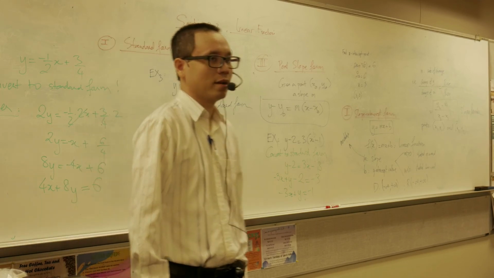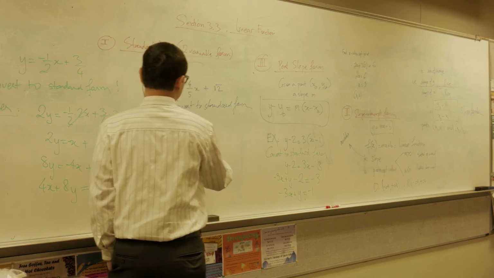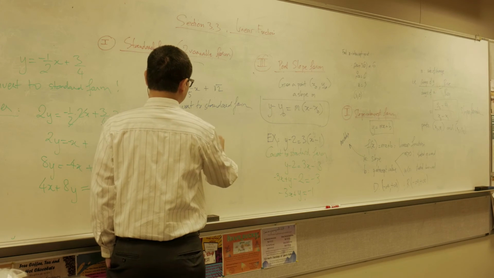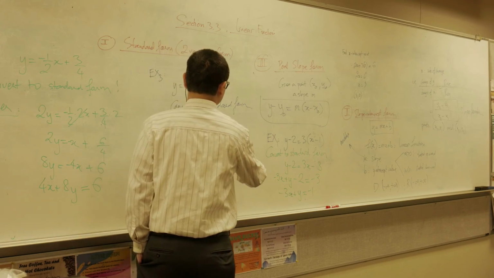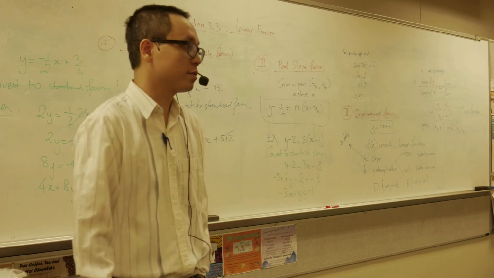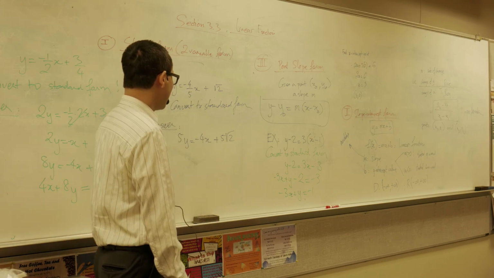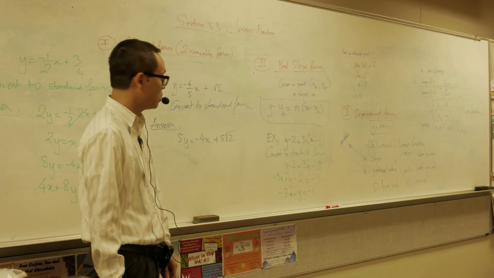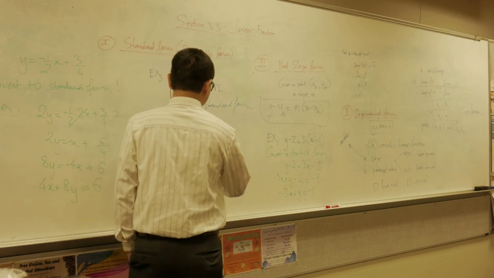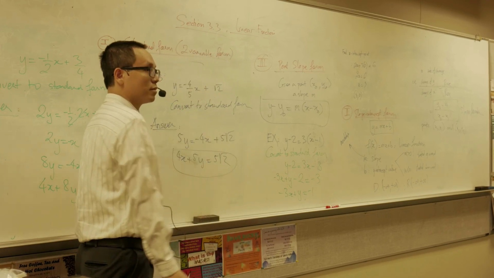I had a fraction. To get rid of the denominator here, what are we going to do? Multiply both sides by 5. So 5y equals -4x plus 5 square root of 2. You don't have to convert it to decimal, just leave it. Is it in standard form yet? No, we're going to move what? 4x. So 4x plus 5y equals 5 square root of 2.